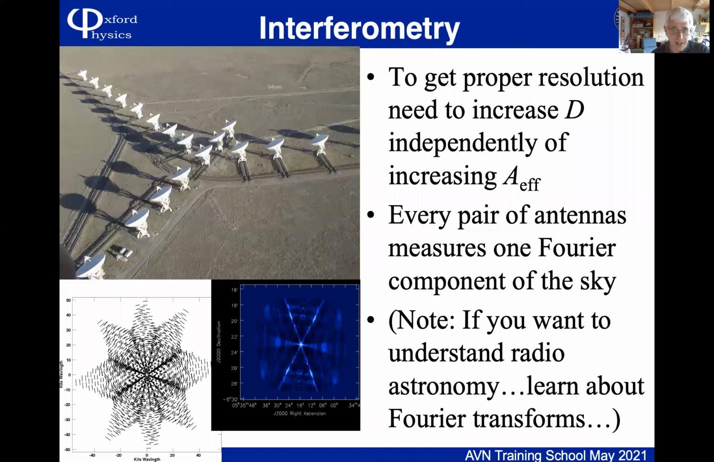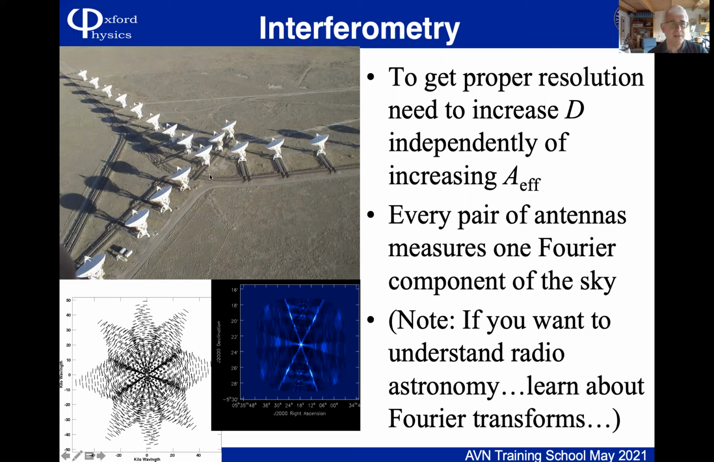So single dishes are not the only way of building a telescope. To get resolution, you need to increase the size of your telescope, and 500 meters is really a pretty extreme feat of engineering for a single telescope. But that doesn't actually give you a very good resolution, because radio wavelengths are so long. You need many, many more wavelengths to even approach the resolution of the human eye. So you want a way of increasing the resolution without increasing the size of the individual antennas. And that's what interferometers do.